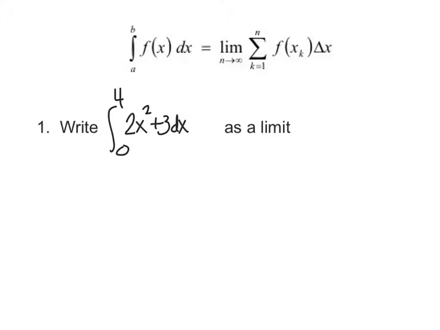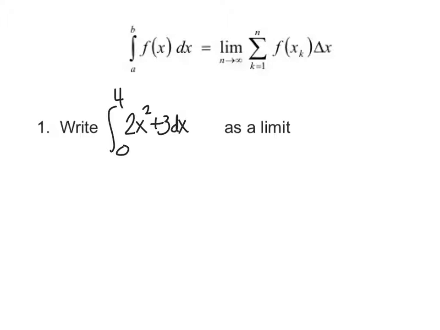So here's the first example we're going to tackle. Notice that I'm starting off my problem by writing my formula down. The definite integral from a to b of f of x equals the limit as n approaches infinity, from k equals 1 to n, the summation of f of x sub k times delta x. So here's our question. Write the integral from 0 to 4 of 2x squared plus 3 dx as a limit.